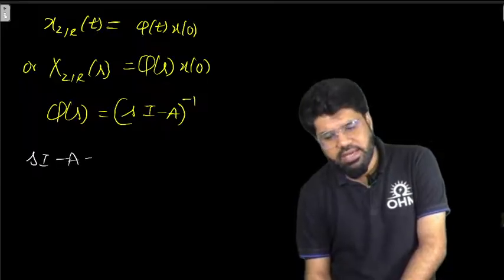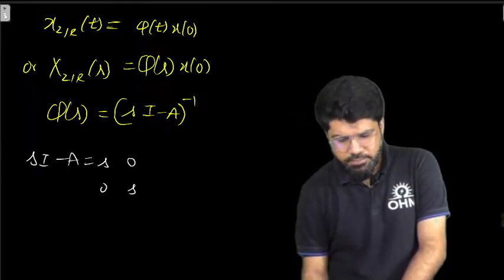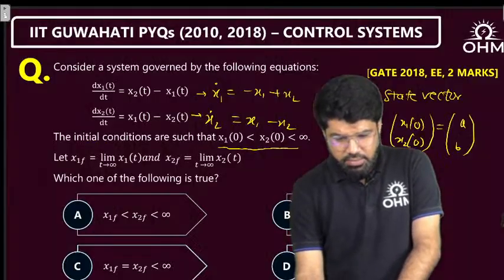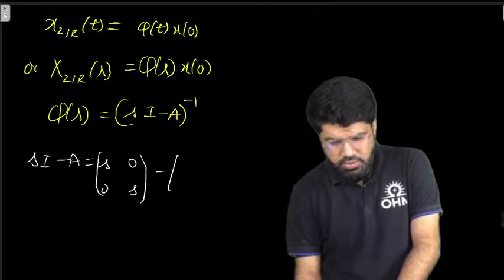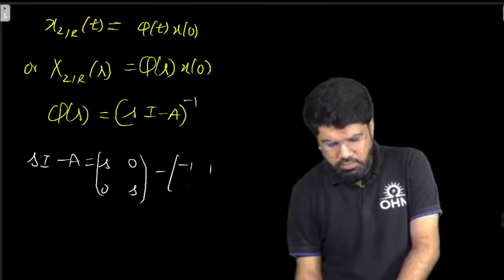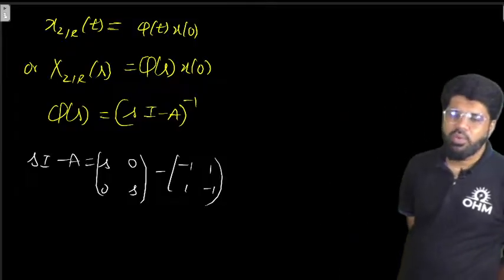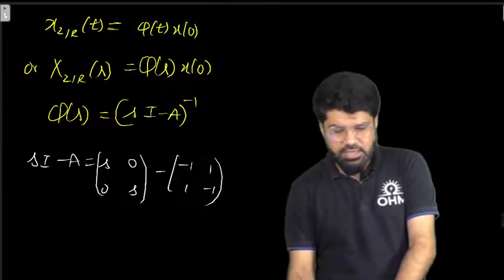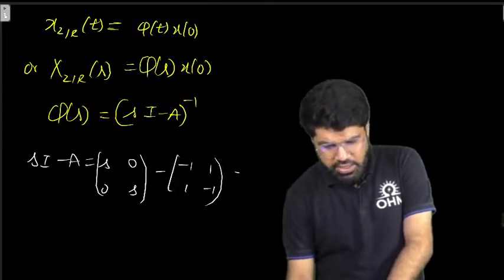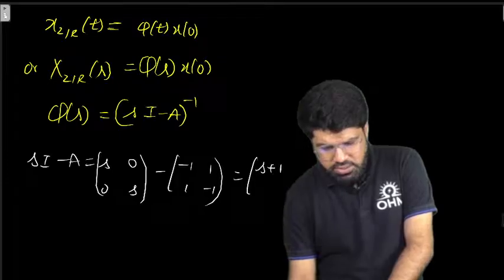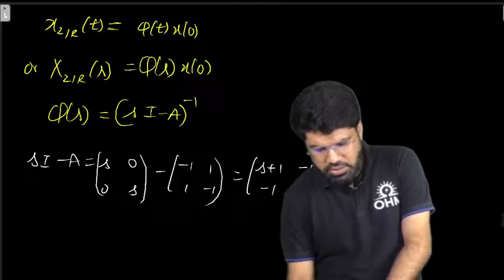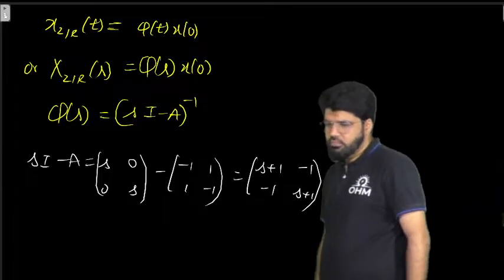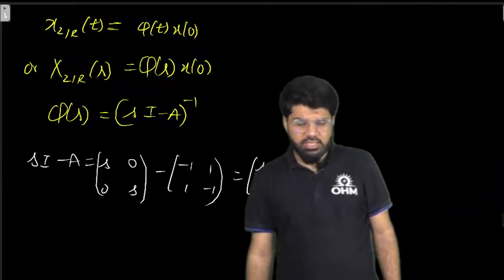So what is sI minus A? sI is s, 0, 0, s, minus A. What is the A matrix given? Minus 1, 1, 1, minus 1. Subtracting, we get s plus 1, minus 1, minus 1, and lastly s plus 1.